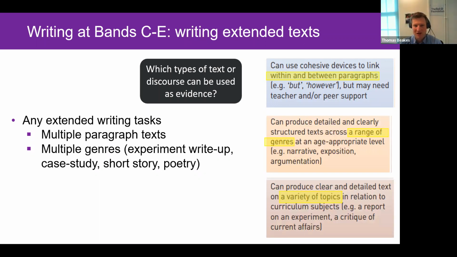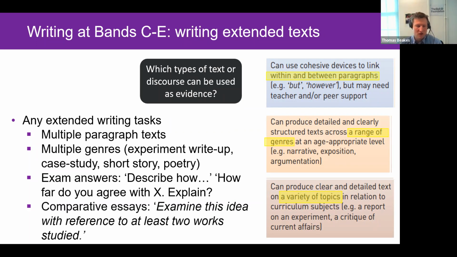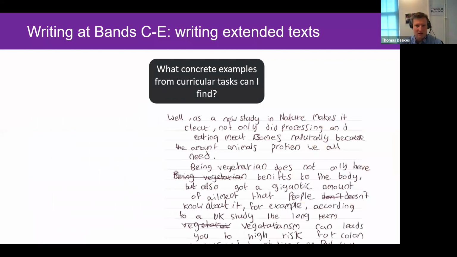So we need to be collecting. We can't just collect evidence from one area. That's really clear at the higher levels. Obviously, exam answers are a really fertile area for getting evidence. They have a lot of exam questions, things like describe, how far do you agree with, and things like comparative essays, and that's going to help us with assessing if students can produce detailed work and that kind of more complex work that we expect at bands D and E. Concrete examples, well, again, obviously, hopefully, writing is really easy to collect as evidence.